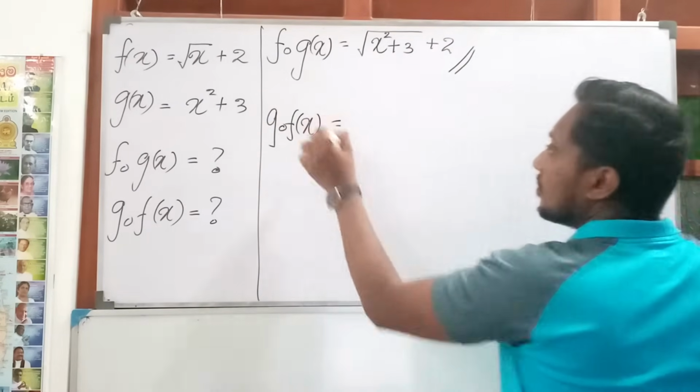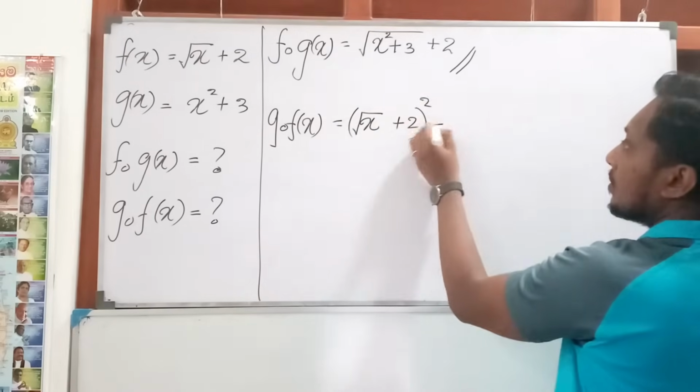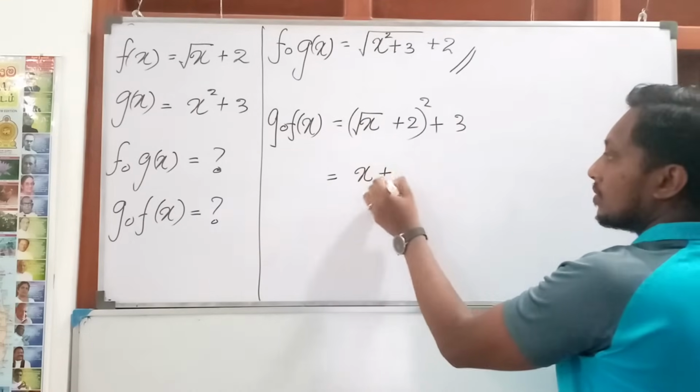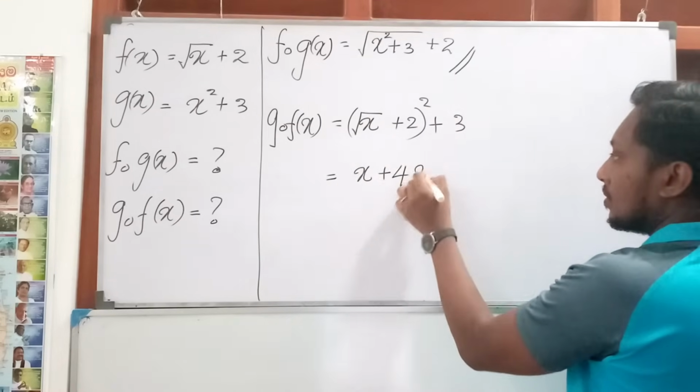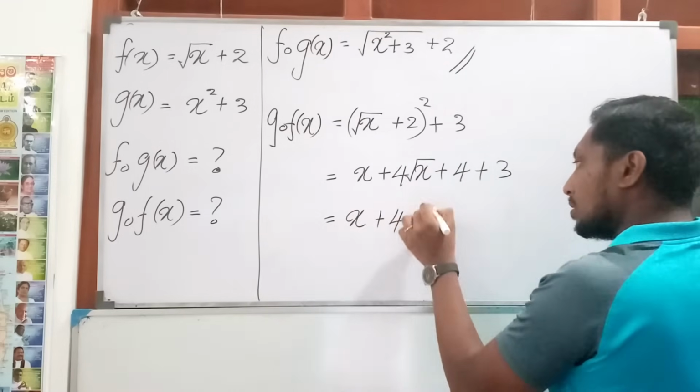And now let's see g of f(x). That means square root of (x plus 2) has to be kept inside the g(x). That means you have to square the square root of (x plus 2), and then simplify as usual.